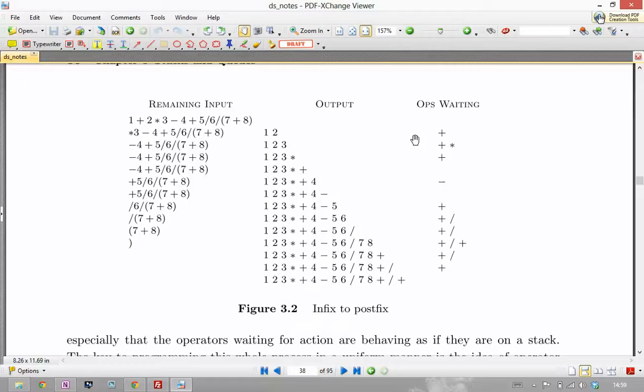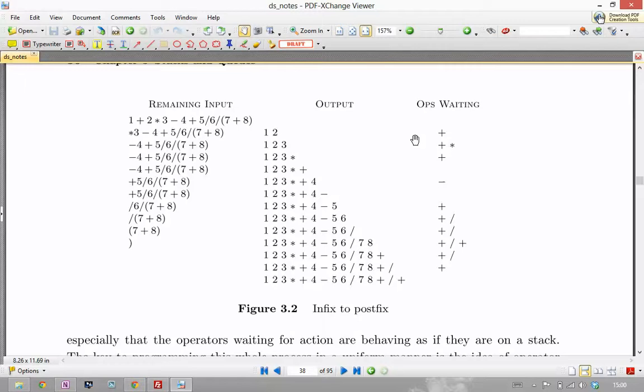We find a 1, we push it onto the num stack. We find a plus sign, we push it onto the op stack because there's nothing on the op stack. We find a 2, we push it onto the num stack. We find a star, higher or lower precedence than the top of the op stack? Higher, so we push it. We find a 3, push it onto the num stack. We find a minus sign, higher or lower than star? Lower. So we have to pop star off, and you can see the output there. We pop star off. Now we have minus compared to plus. It looks like equal. We're popping equal.